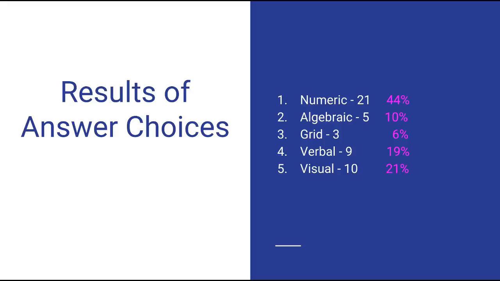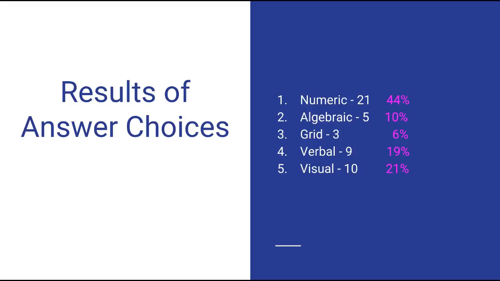21 items were numeric, which was 44% of the test. Most of our test was numeric. Number 2, algebraic, was 10% with only 5 items. Number 3, our griddables, there will always be 3 items, so that will always be 6% of our test.